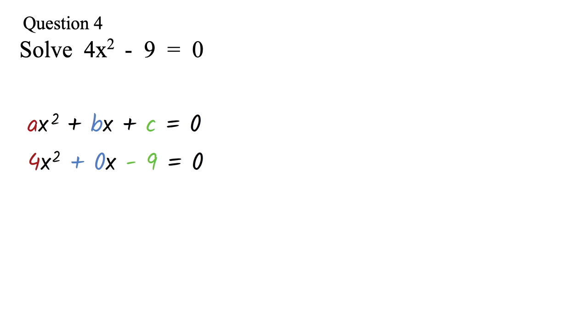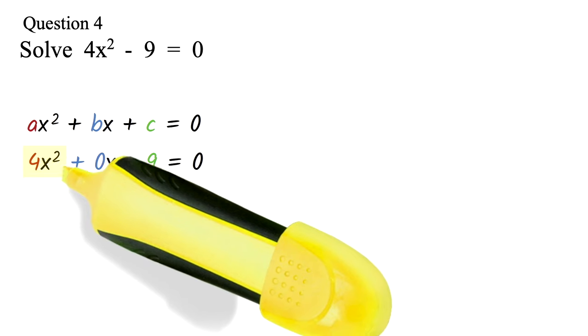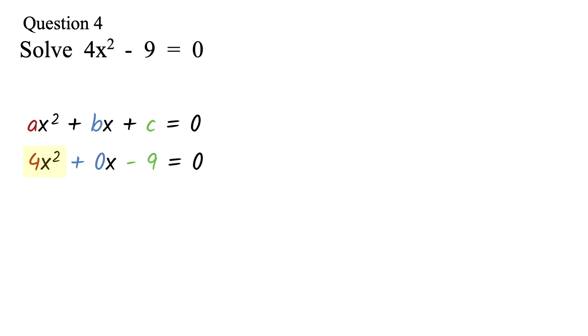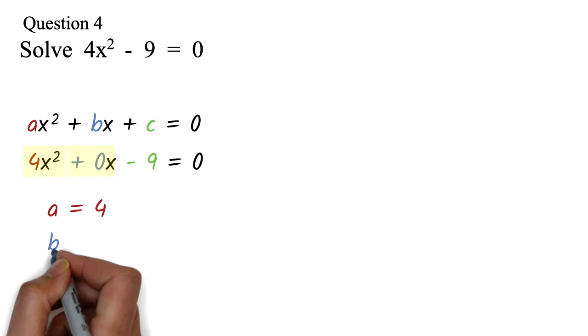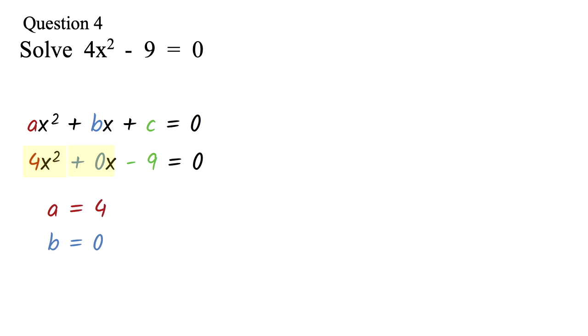In this form, the coefficient of the x squared, or the number with the x squared, is your a value. Here, the a value is 4. The b is the coefficient of the x, or the number with the x. So here, the b is 0. Then c is the constant. Here, the c value is negative 9. Now we put these values in our formula.